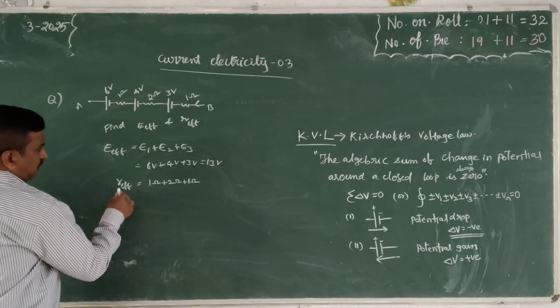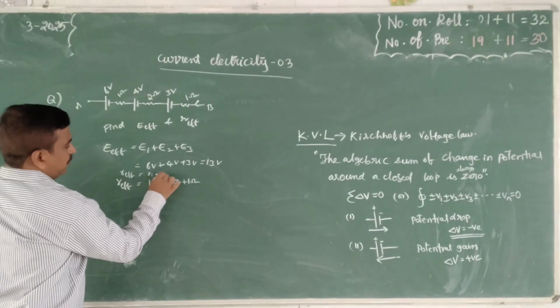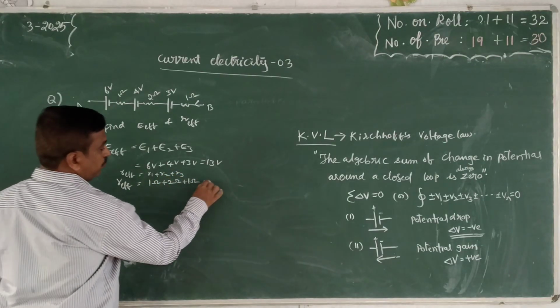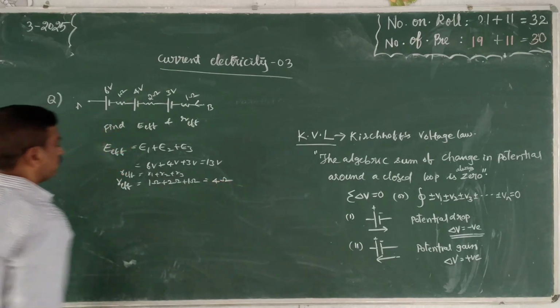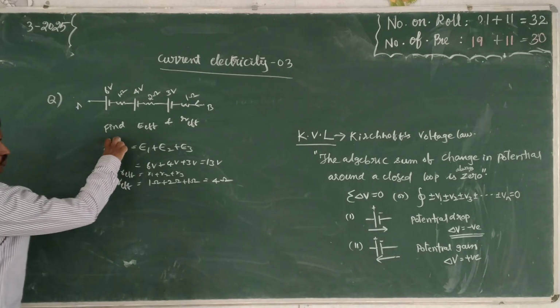Now here, the effective internal resistance equals R1 plus R2 plus R3. That is why 1 ohm plus 2 ohm plus 1 ohm gives 4 ohms. What is the effective internal resistance? 4 ohms. Yes, this is the solution for this one.